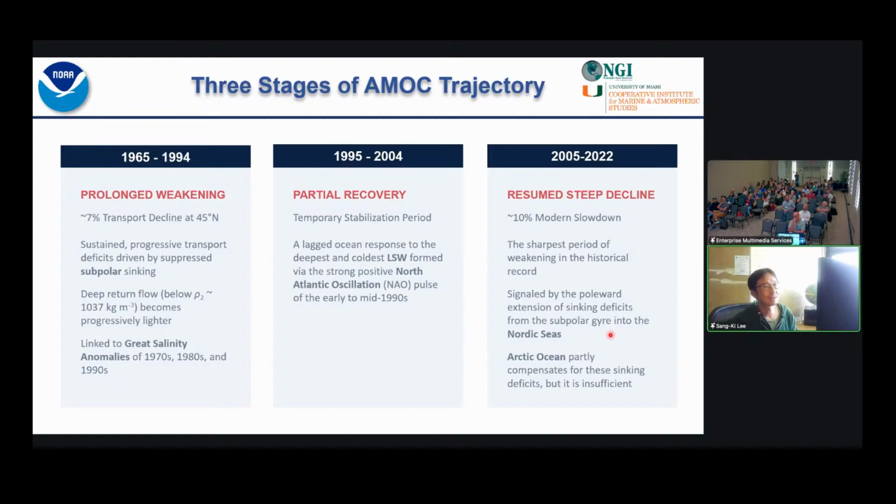Okay, so this is a basic summary of what I'm going to show you in the next slide. This baseline state of the AMOC evolved in time in 3 different stages. First, for 30 years, can be described as a prolonged weakening period. And the second, there is a partial recovery for this brief 10 years. And then there is a resumption of the decline afterwards, since 2005. So I'm going to talk about these 3 stages in the next slide.